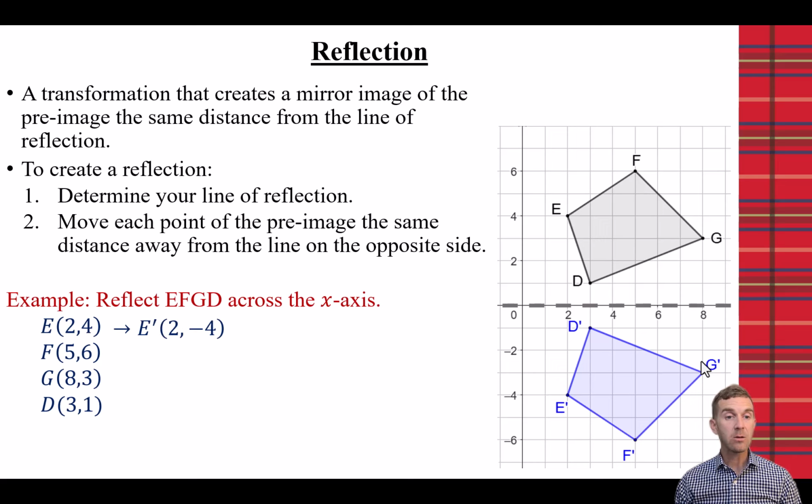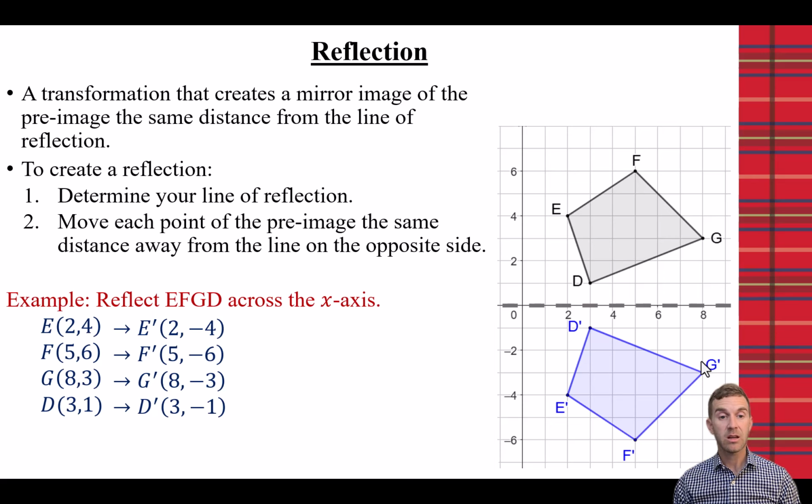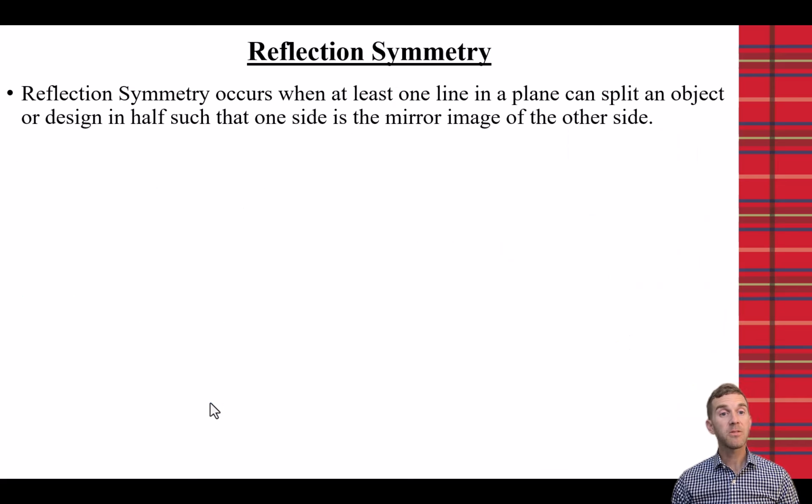So then I would have that E would be at 2, negative 4, F would be at 5, negative 6, G would be at 8, negative 3, and D would be at 3, negative 1. And what do you notice here is that we have the same X values and the opposite Y values. So when we look at what happens across an axis, it's a little bit easier to recognize how a reflection may work.